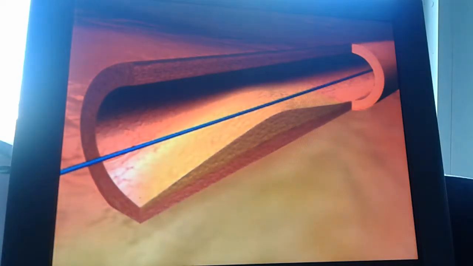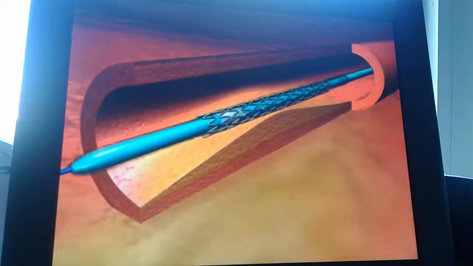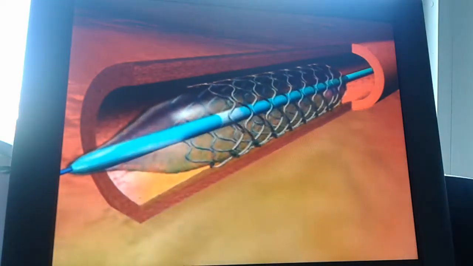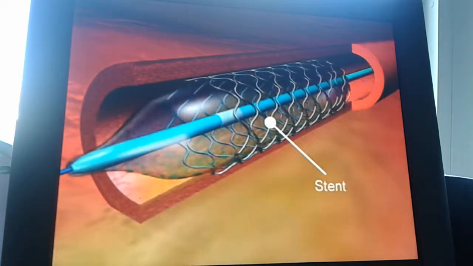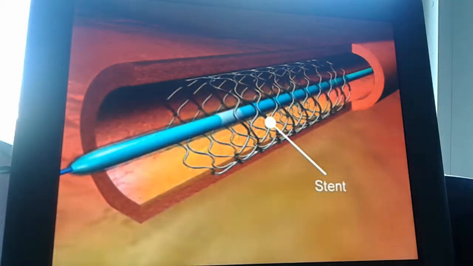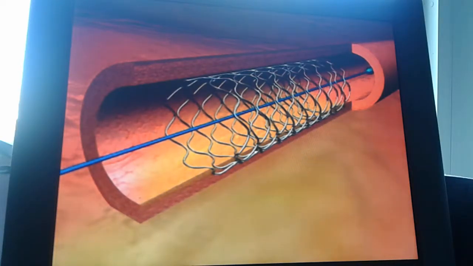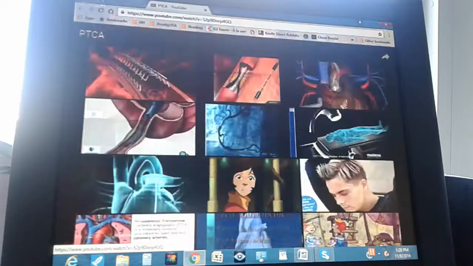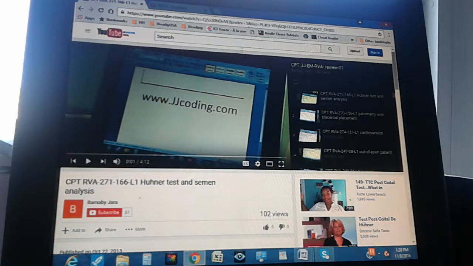Sometimes the physician can decide to place a small tube called a stent inside the reopened artery to hold it open. The stent is passed along to the tip of the catheter and then opened up. The balloon catheter, guide wire, and guide catheter are then removed. Okay, so that's the operation that we're talking about.